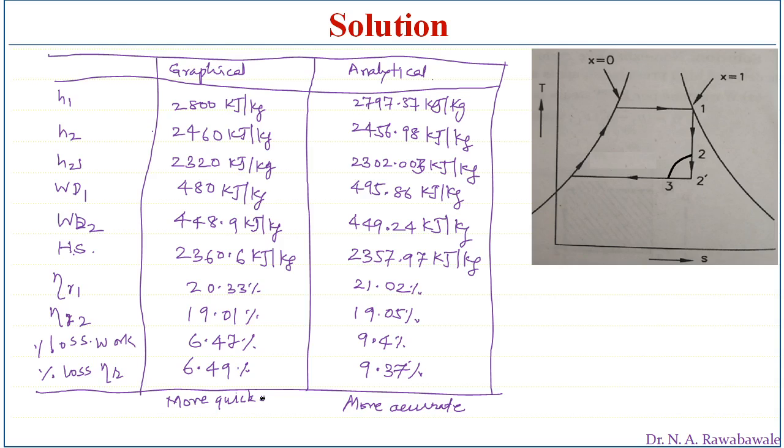So I hope you understood the method of using the steam table chart to simplify problems on the vapor power cycle. And here this work is lost due to incomplete expansion of steam. So how much percent of work is lost due to incomplete expansion? Analytically 9.4% of work, or efficiency is lost by 9.37%.